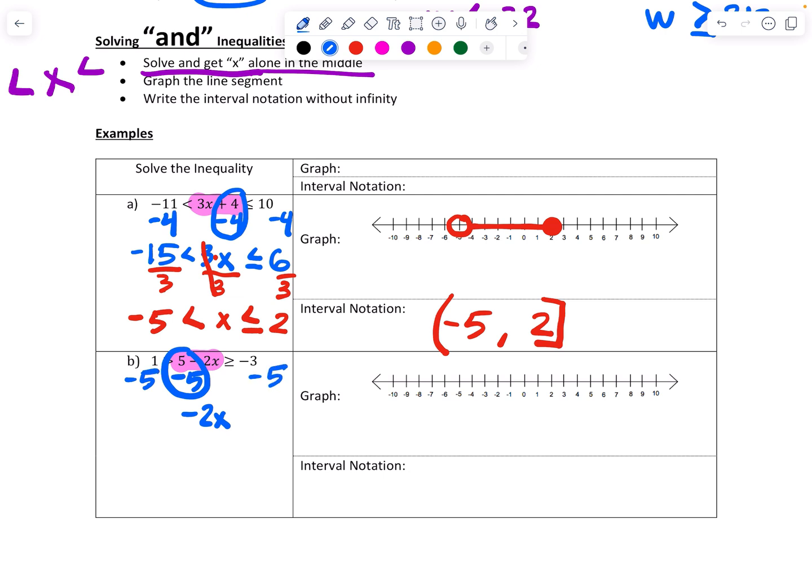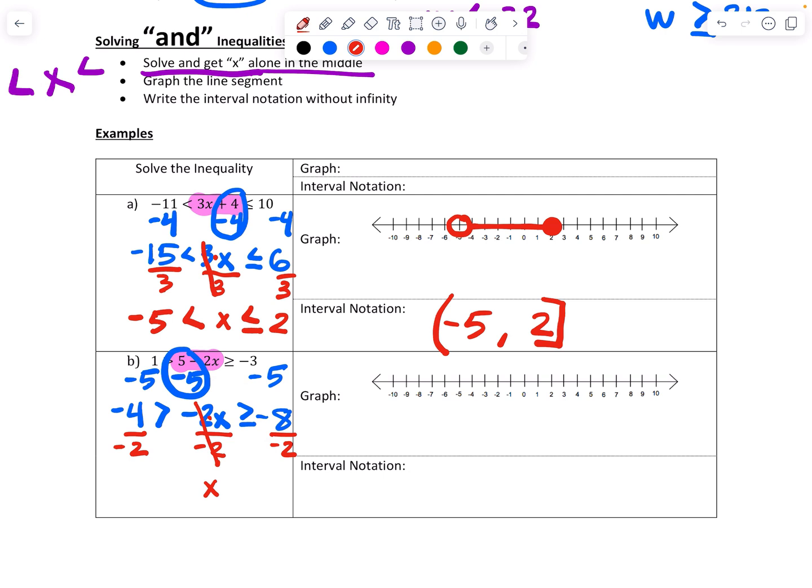1 minus 5 is negative 4. Negative 3 minus 5 is negative 8. Okay, now I just copy down my symbols. This was a greater than, this was a greater than or equal to. Next, I want to get rid of that negative 2. Right now that's being multiplied by x. So if I divide by negative 2, those will cancel, reduce down to 1x. But I've got to divide by negative 2 on each part. So left side and right side.